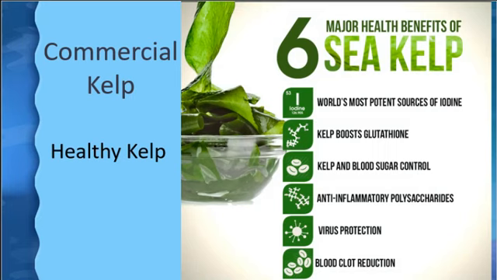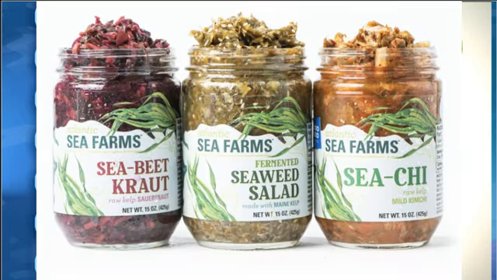So commercial kelp, healthy kelp. We're going to see right here major health benefits of sea kelp. A potent source of iodine. Remember, iodine is a micronutrient we need to keep our thyroid healthy, to keep our metabolism running. Glutathione. Oh, that's good to know. Glutathione is the stuff that keeps our joints nice, so if we're having any trouble with our joints, glutathione is one of those things that helps with that. Blood sugar control, anti-inflammatory polysaccharides, that kind of plays into the glutathione deal. Virus protection, that's probably because it's boosting your immune system. Blood clot reduction, interesting. So I'm guessing that's where, especially these last three, or even four, would be in the drug industry, right? And then, of course, we can eat it.